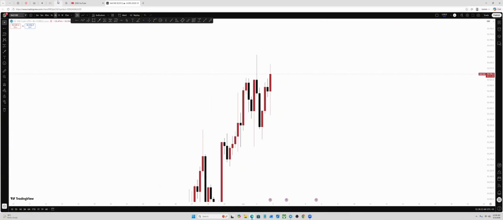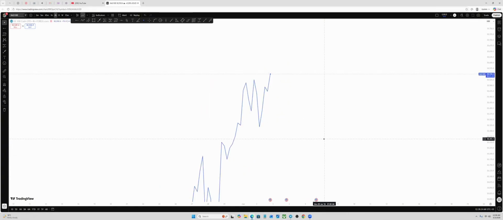So first of all, I go to the line chart. What am I seeing? The line chart helps me to see the structure well. So we are in a series of higher highs and higher lows. But at this point, there was a shift in structure, right? There was a shift in structure.